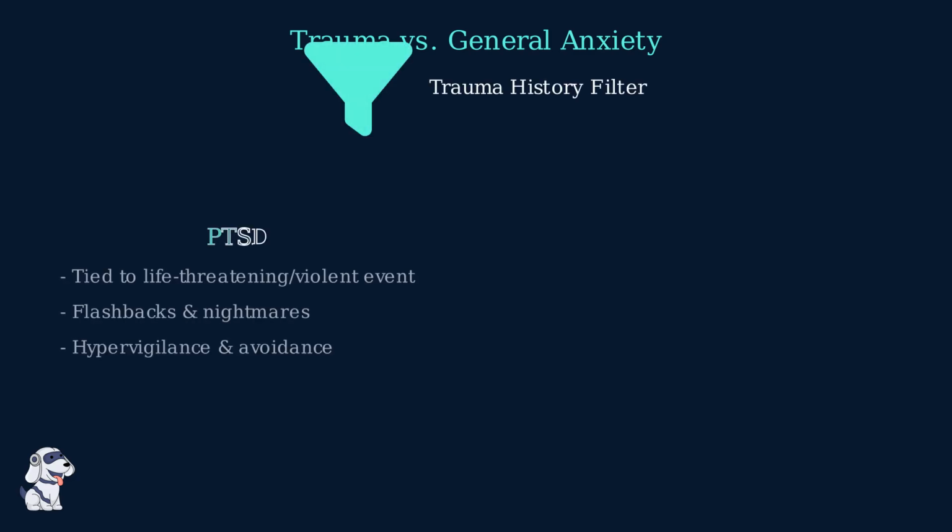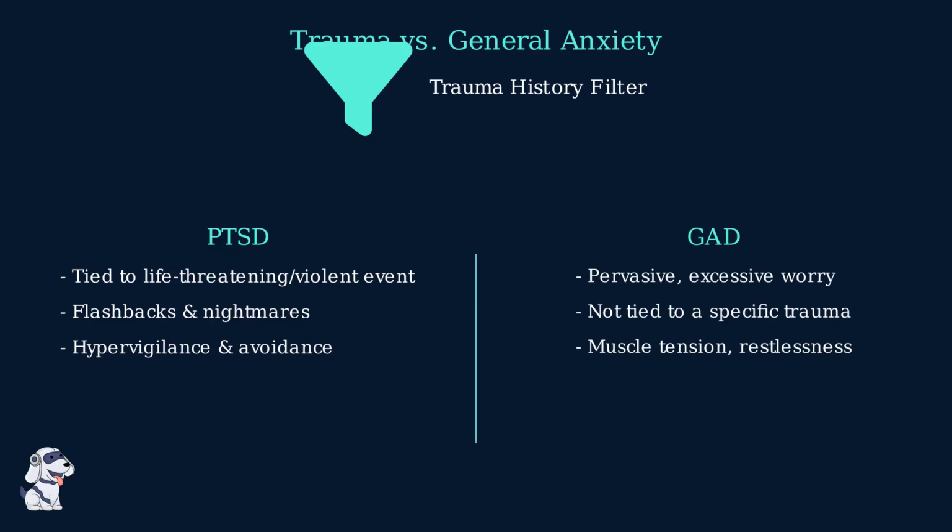Distinguishing between PTSD and generalized anxiety disorder relies on the presence of a specific trauma history. Apply the trauma filter. Symptoms like hypervigilance or flashbacks linked to a violent, life-threatening event indicate PTSD. In contrast, generalized anxiety disorder involves excessive, pervasive worry about life stressors that are not rooted in a specific traumatic event. By checking if the core anxiety is tethered to a distinct index trauma, you can accurately differentiate between these two diagnoses.